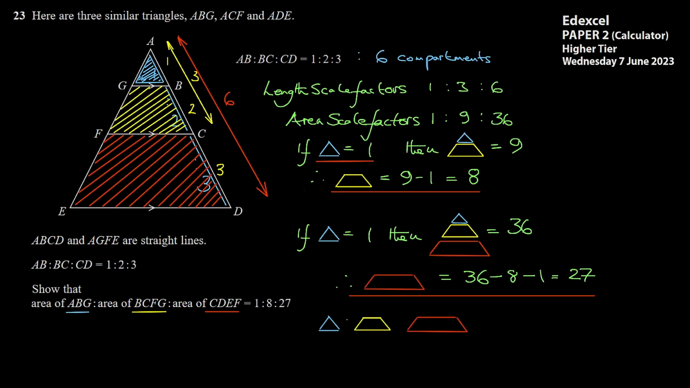So bringing this all together, the ratio of the blue area to the yellow area to the red area must be in the ratio of 1 to 8 to 27. And there's the answer.